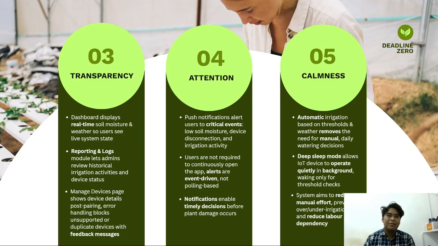Lastly, for calmness, the system reduces manual watering because irrigation is automated. The deep sleep mode also allows the IoT device to work quietly in the background. However, setup steps such as pairing, Wi-Fi inputs, plan selection, and internet dependency may still create interruption or frustration for users. Overall, the system has a good human-computer interaction foundation, especially in context awareness and mobility, but it can still be improved by making system decisions more explainable, reducing notification overload, and simplifying the interaction flow for non-technical users.